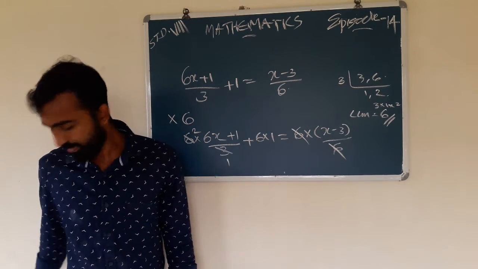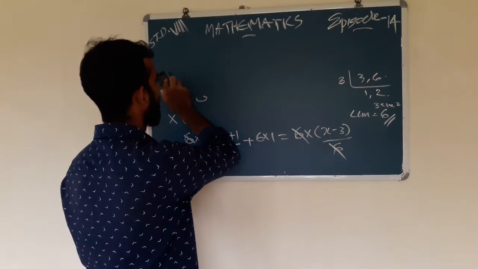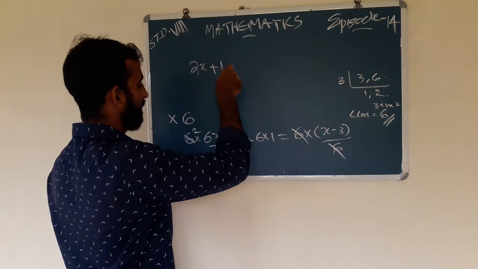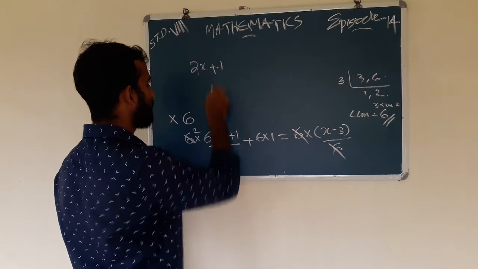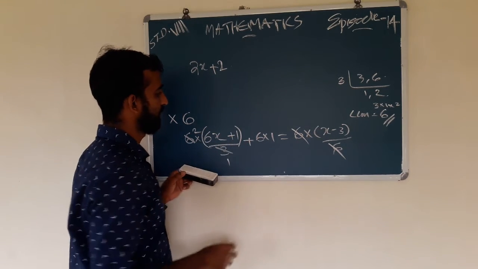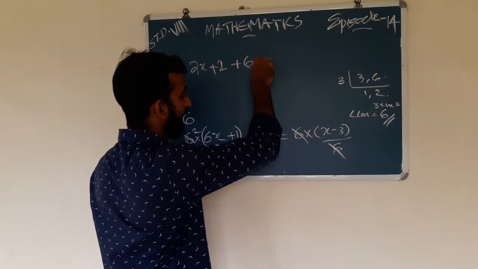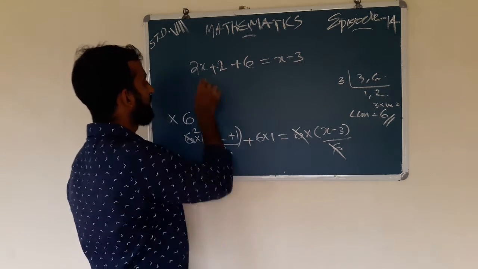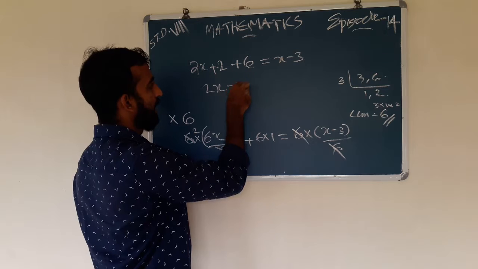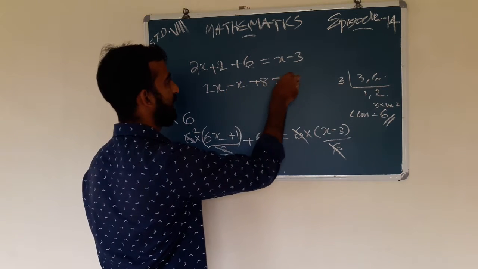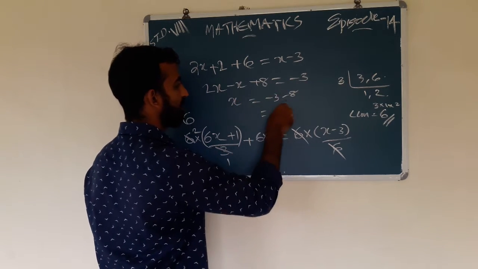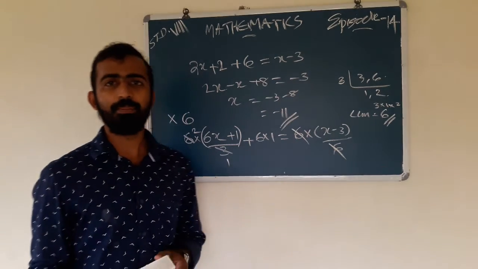That is what we can write: 12x plus 2, plus 6 equal to x minus 3. That is, x is moving to the left side. 12x minus x plus 8 equal to minus 3. That is, x equal to minus 3 minus 8, we get minus 11.